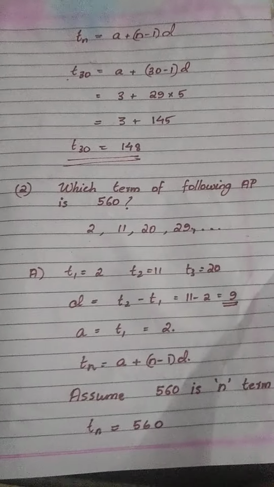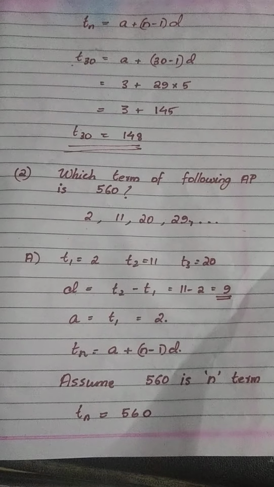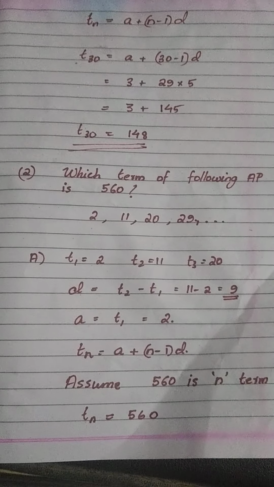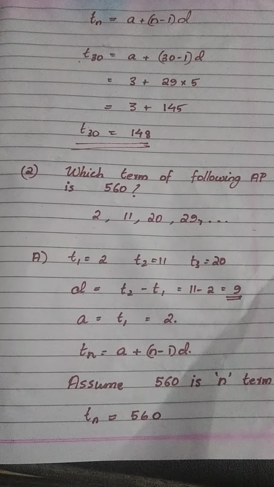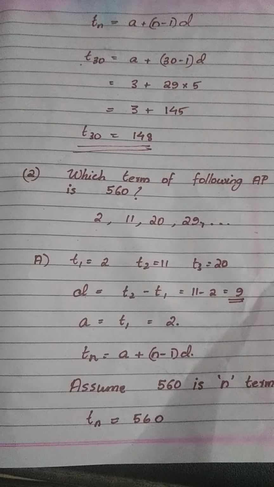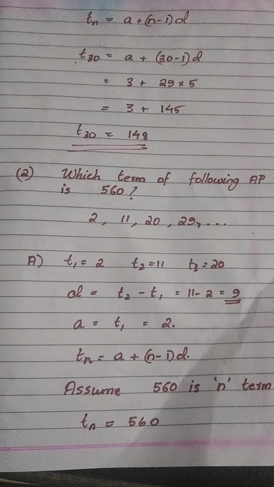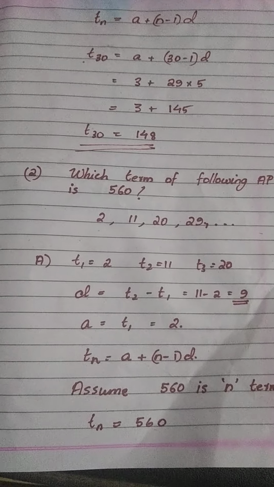Next, I want you to go to the second question. Which term of the following AP is 560? The arithmetic progression given is 2, 11, 20, 29, etc. I'm going to give you 5 seconds to quickly read the question and understand how to do it. 5, 4, 3, 2, 1.